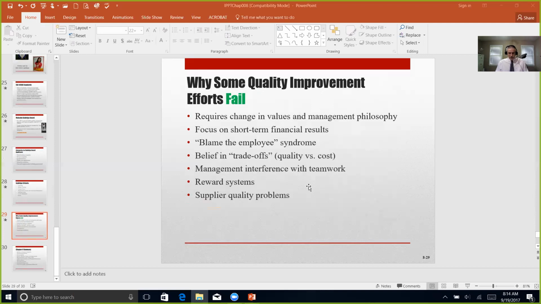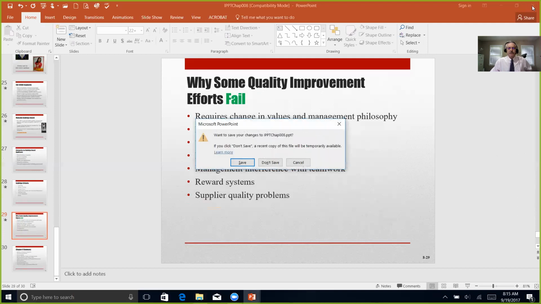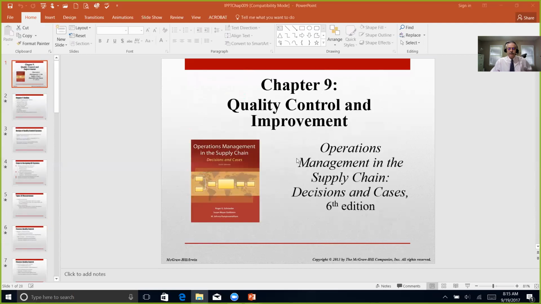And the only way to institute true quality is through an extensive education program, not only education of management, but every employee within the organization, because quality is about leadership at all levels of the organization, and how we take that quality leadership and have discussions with our suppliers again to help them improve the product that they're providing to us. So that concludes Chapter 8. Let's move on to Chapter 9. Chapter 9 talks about quality improvement, quality control and improvement.